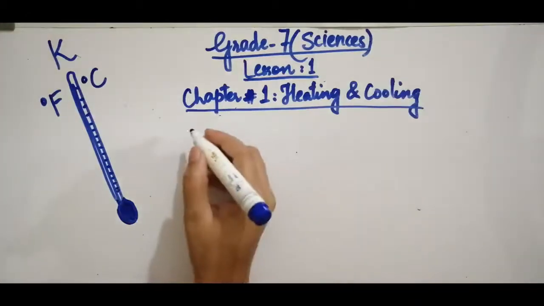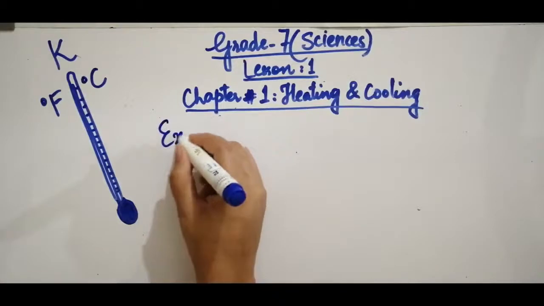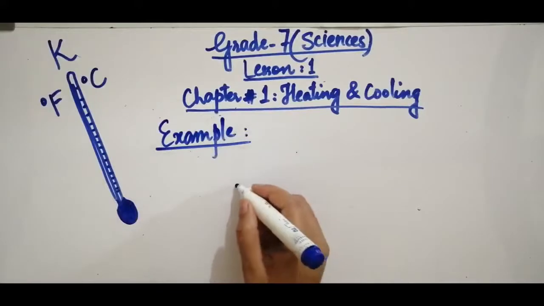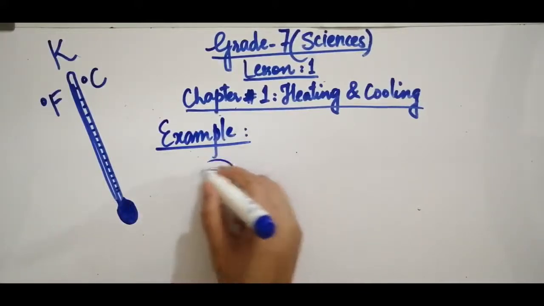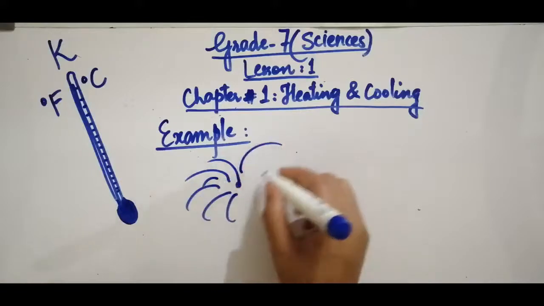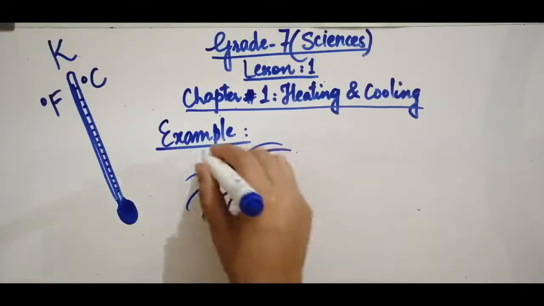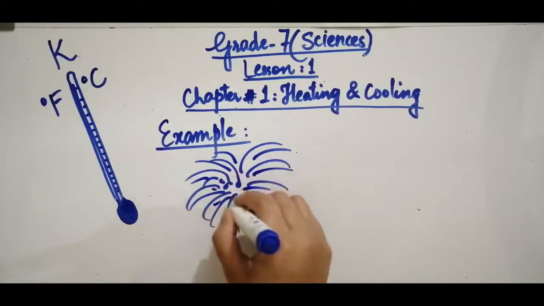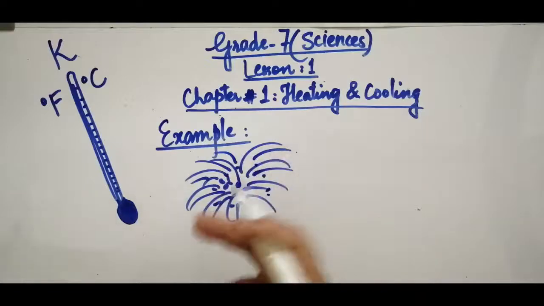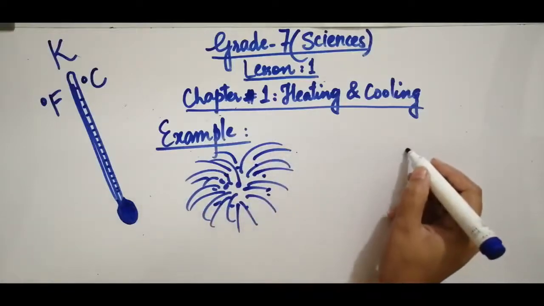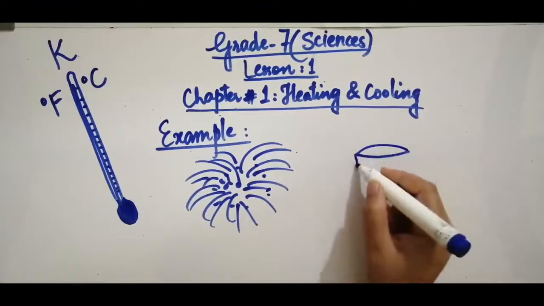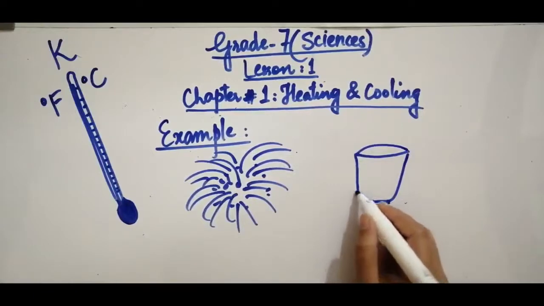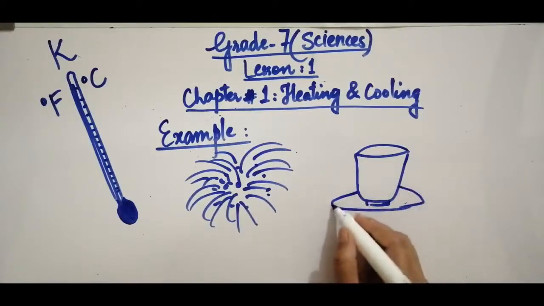This degree of hotness can be best understood by this example. So consider a firework, or a spark from the firework, all around you. What is a firework? In Urdu you would have heard it as atishbazi. Consider this, that a firework's sparks are coming out, and on the other side you have a hot cup of tea. So I'm making here a hot cup of tea. This is the hot cup of tea.